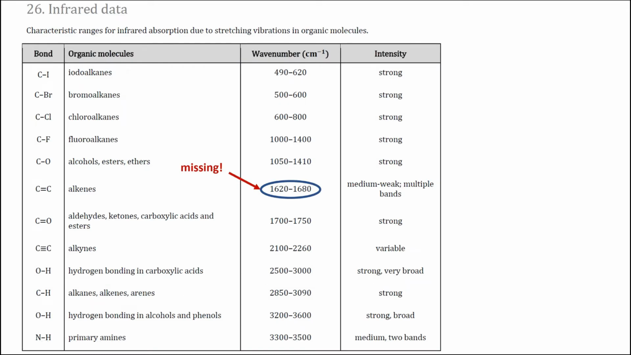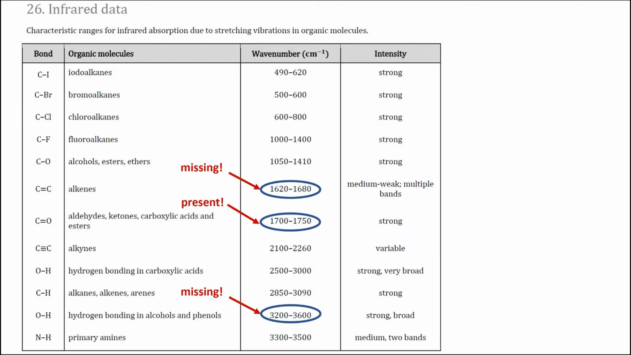First, there is no C=C peak at 1620 to 1680 wave numbers. Secondly, there is no OH peak at 3200 to 3600 wave numbers, which indicates the hydrogen bonding in alcohols. And thirdly, there is a C=O peak at 700 to 750 wave numbers.